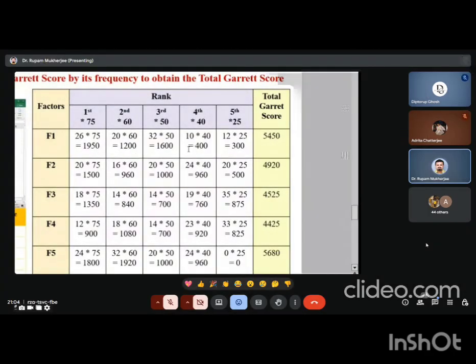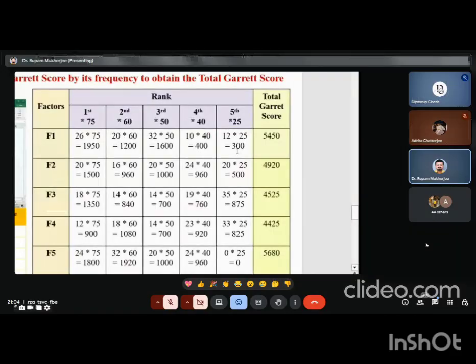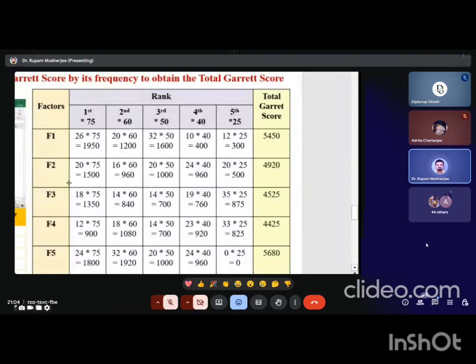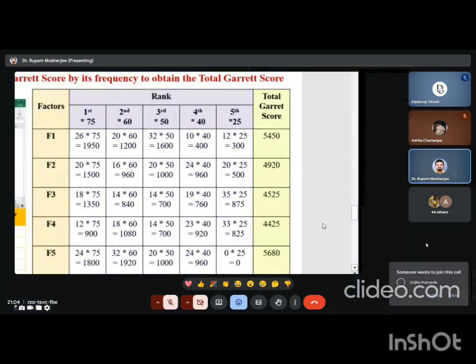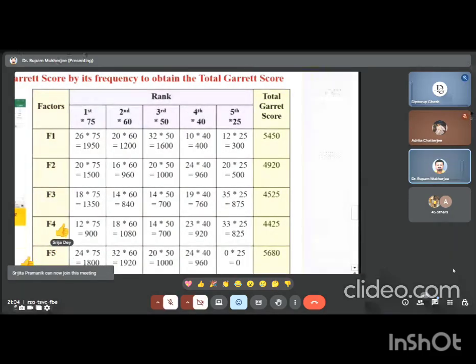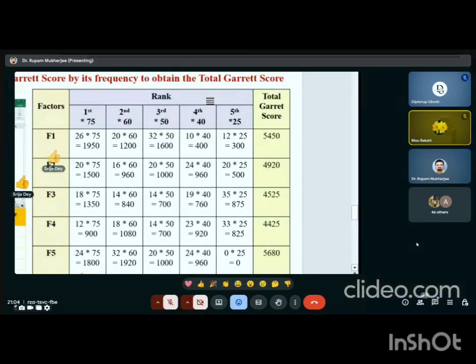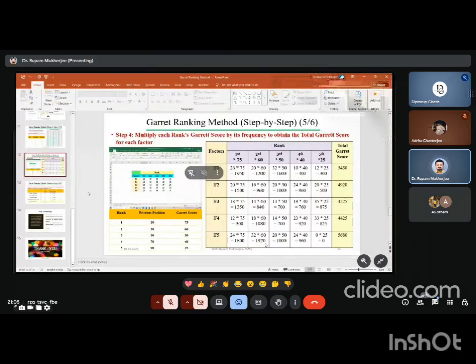If you sum all of this, the row total becomes 5450. This is the summation of 1950, 1200, 1600, 400, 300. If you sum them together, you get the total Garrett score, that is 5450. In this way, we have done it for each factor to find the total Garrett score, and this table shows the total Garrett score for each factor. Is it clear to all? Yes, sir. Any doubt from anybody? You have understood now how the total Garrett score is calculated?